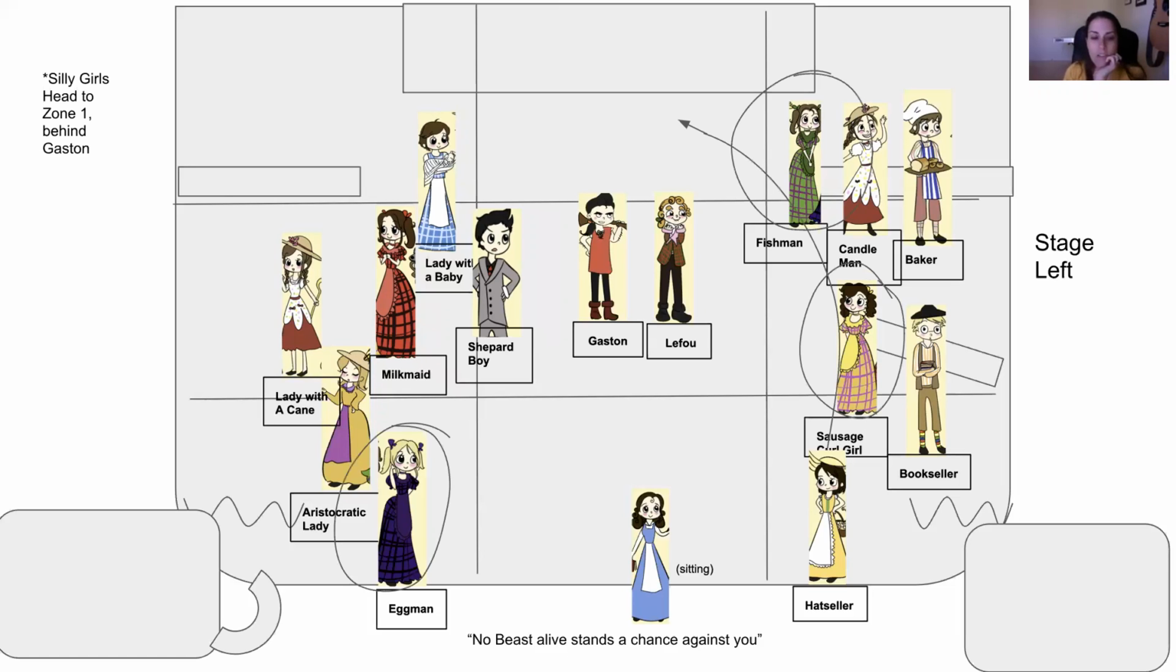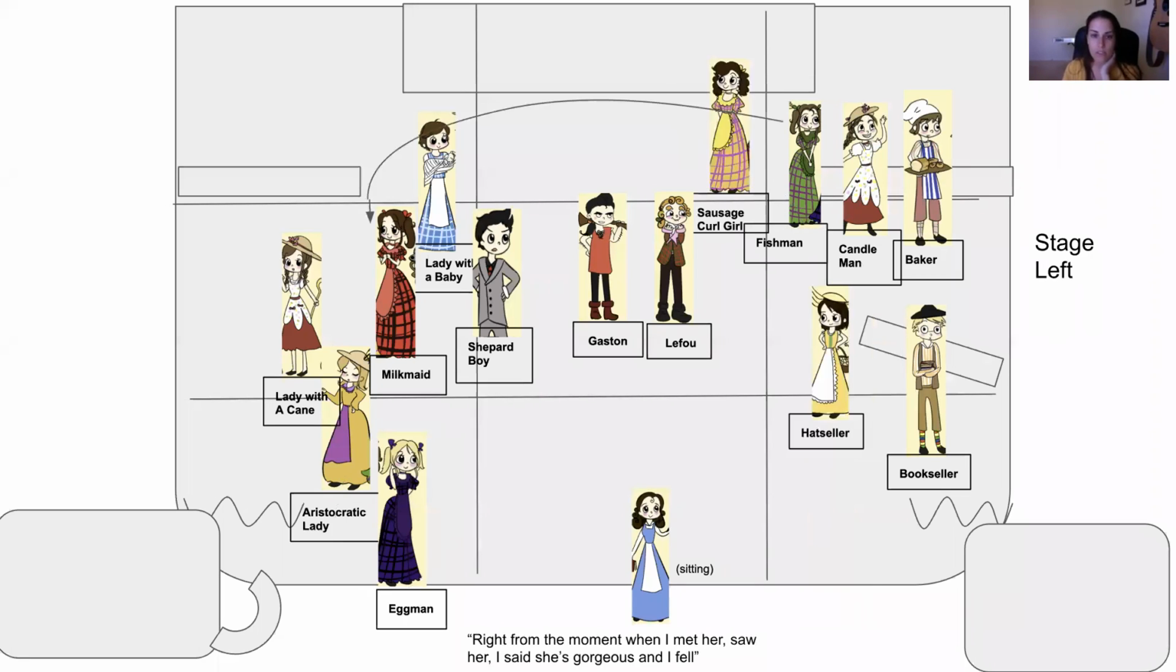Okay, so we have the silly girls are also Eggman, Fishman, Sausage Girl. You're dressed as silly girls. You're gonna start heading to zone 1 where Eggman is. So Eggman, you don't need to move. You have easy job. Fishman and Sausage Girl, you need to cross behind Gaston. Okay. No, be still, and you can go gradually. Okay, so I would like maybe Sausage Girl grabs Fishman, and you're like, oh, there he is. Come on, let's go get our friend, and find some action to take you there.